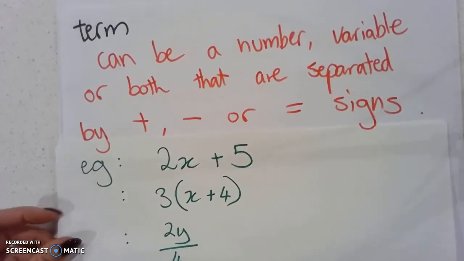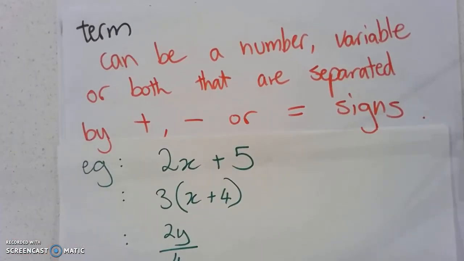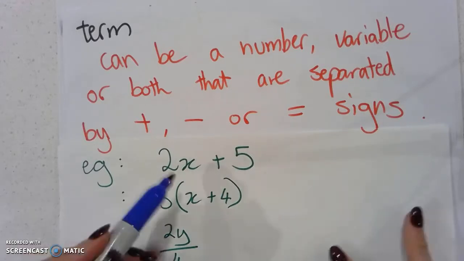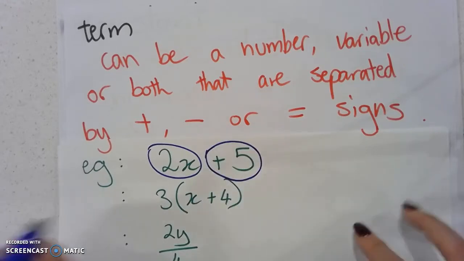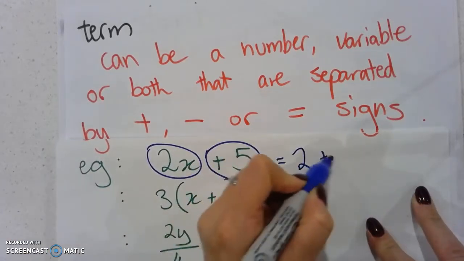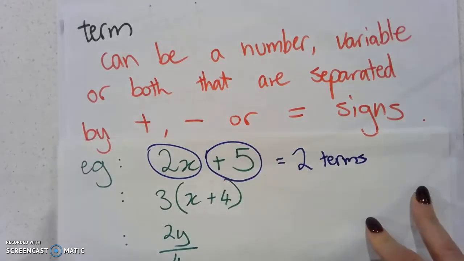A term. So that can be a number, variable, or both that are separated by addition, subtraction, or equal signs. So examples here, we've got 2x plus 5. 2x would be a term, and the positive 5 would be a term. So that would actually be two terms there.